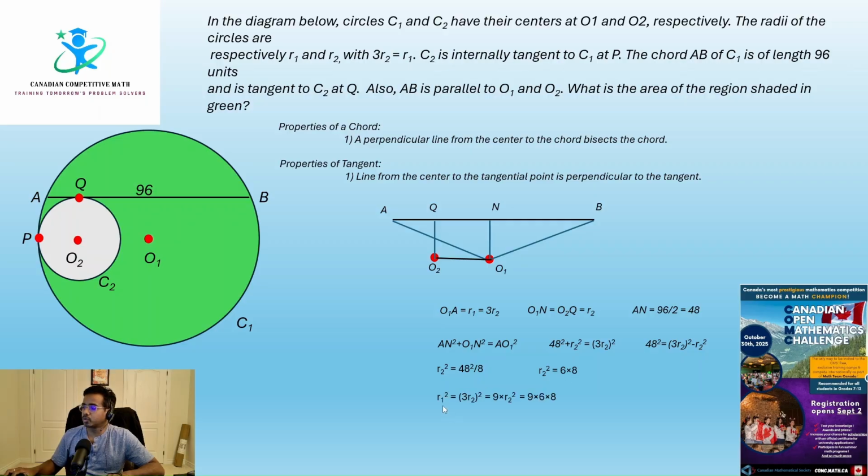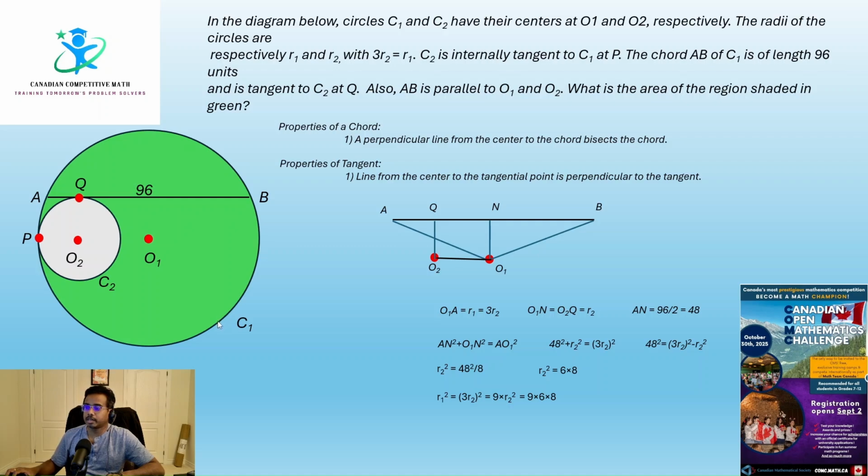From this we also know that R1 square is 3R2 whole square, which is 9 times R2 square, right? So 9 times R2 square will be 9 times 6 times 8. Now the overall question here is, what is the green shaded area that we are seeing here?